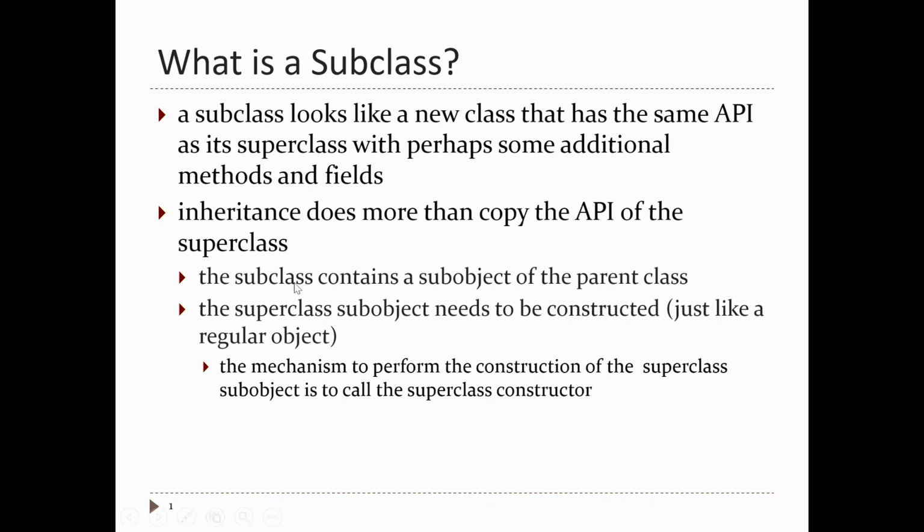The subclass, the superclass sub-object has to be constructed. Right? So if every stopping counter has a counter inside of it, that counterpart of the stopping counter needs to be initialized by a constructor. Just like you would initialize any other object. And so the mechanism that Java uses to perform the construction of the superclass sub-object is to force the programmer to call the superclass constructor at some point. So in other words, to initialize the counterpart of a stopping counter, you have to call a counter constructor at some point.